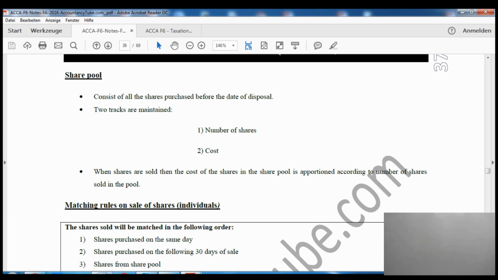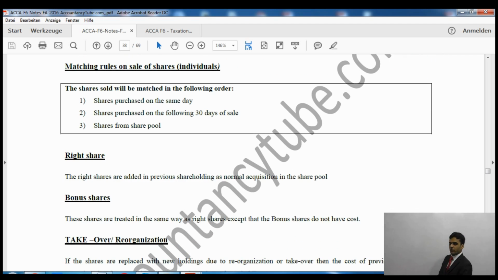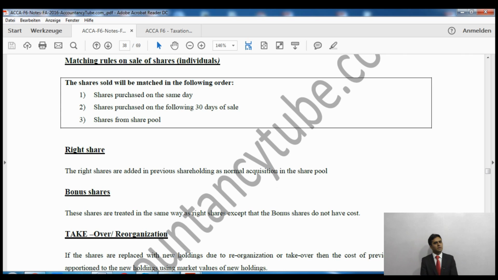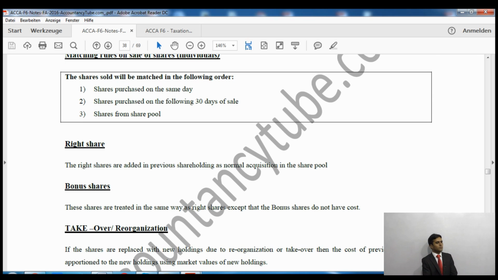After that, it says matching rule on the sale of shares. Shares sold will be matched in the following order. So when we have sold the shares, we will use this order. So we'll take the amount of sales. However, when we are deducting the cost, we will use this order. First, shares purchased on the same day as the selling day. If we have purchased any shares on the same day, we'll use that cost. Then shares purchased in the following 30 days. After that, we'll use this one, and in the last, we'll do shares from the share pool, where we will be listing all of the shares which do not come in the other two.